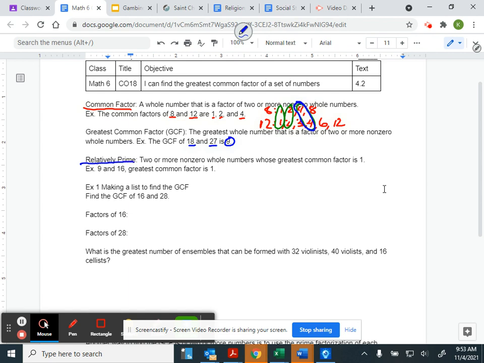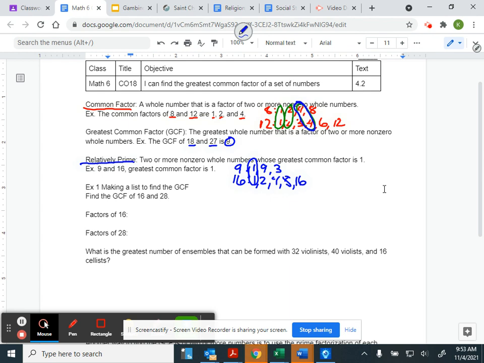So if we looked at 9 and 16, we know 9 has the 1, the 3, and the 9. 16 has the 1, the 2, the 4, the 8, and the 16. The only factor they share is 1. So we call it relatively prime because every number shares a 1. Relatively prime means they don't share any bigger factors.